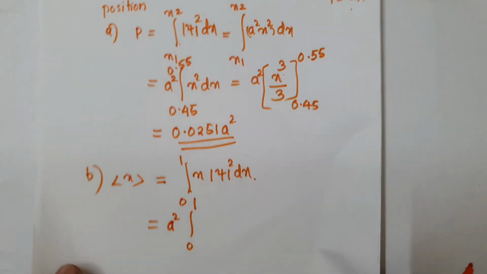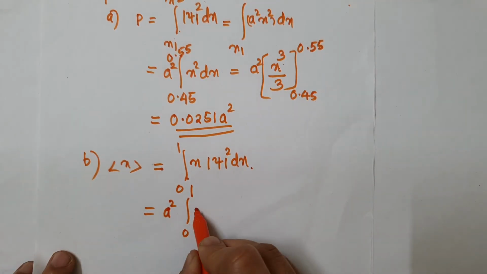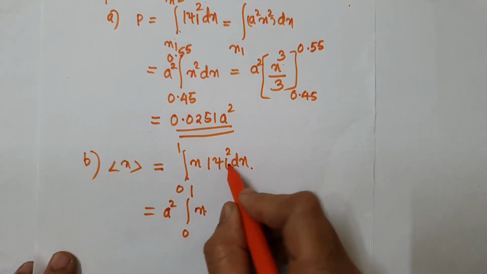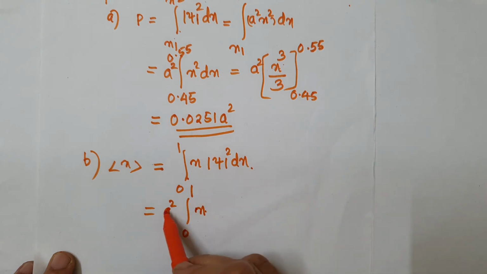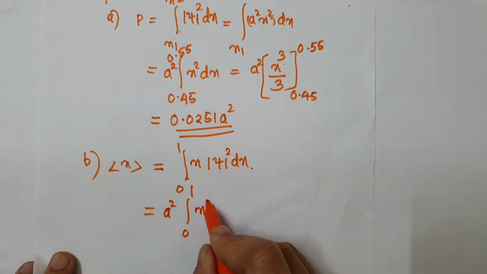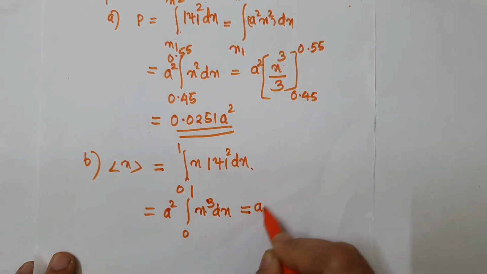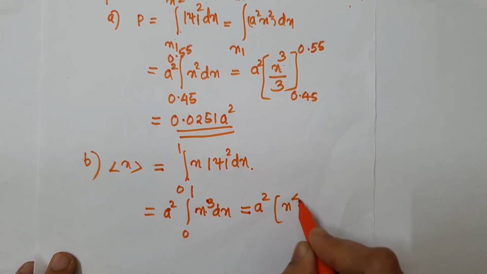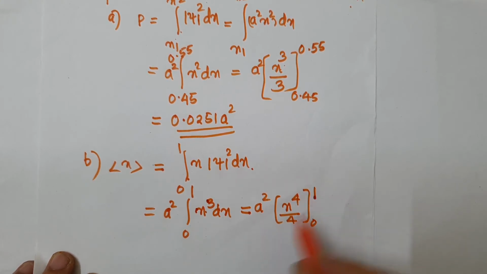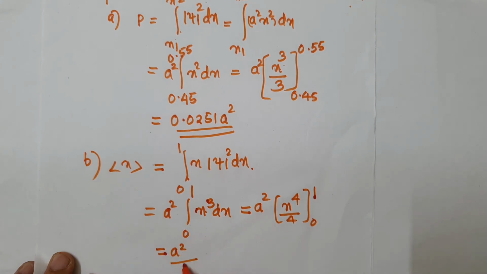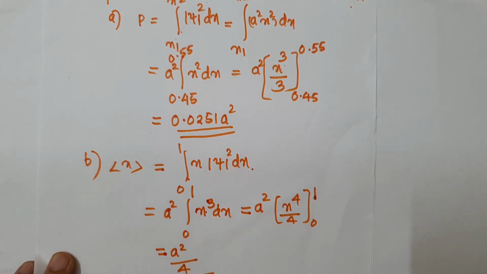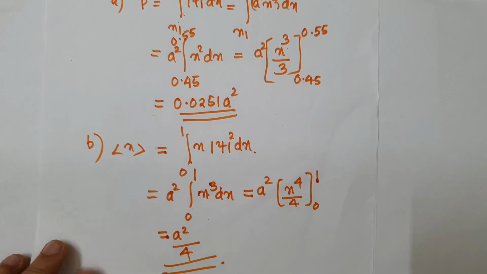Then x into psi square is a square x square, that is x cube, into dx. Then we get a square into x raised to 4 by 4 within the limit 0 to 1. Finally we get a square by 4. This is the value of the expectation value.